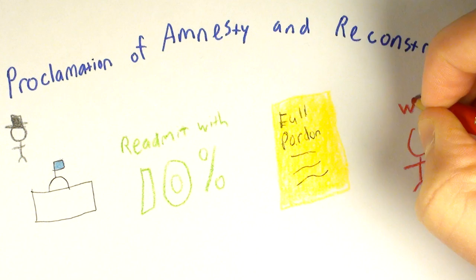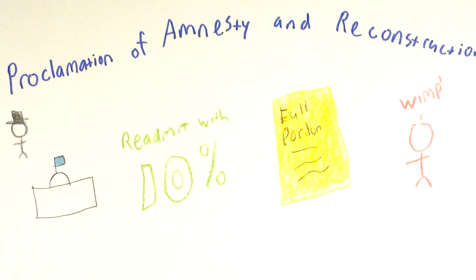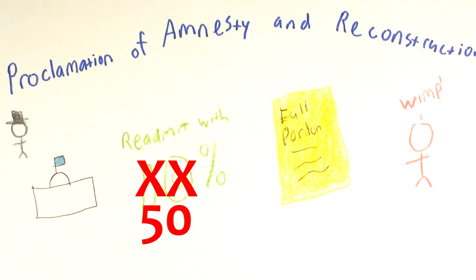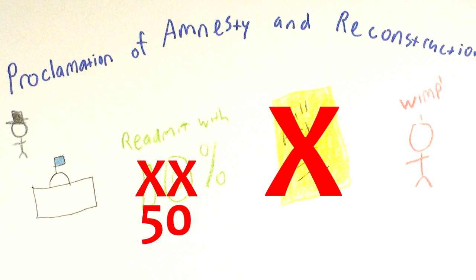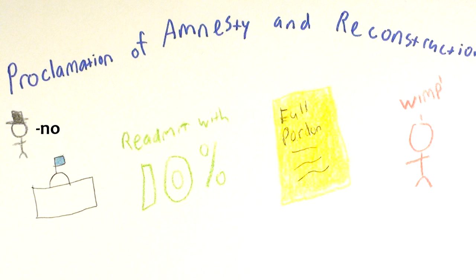Many Republicans felt this plan was too lenient and adopted their own, calling for 50% of the population to take the oath and restricting the power of Confederate officials. Lincoln refused to sign this into law.